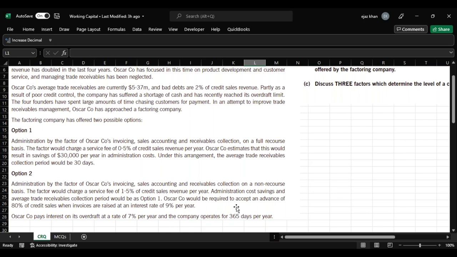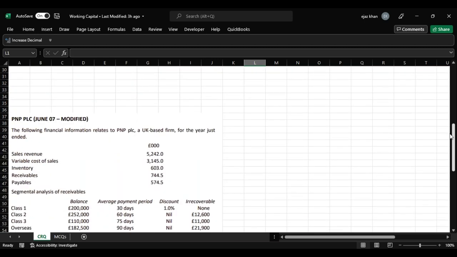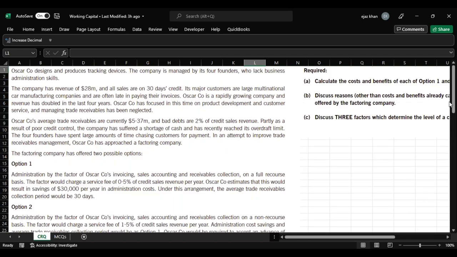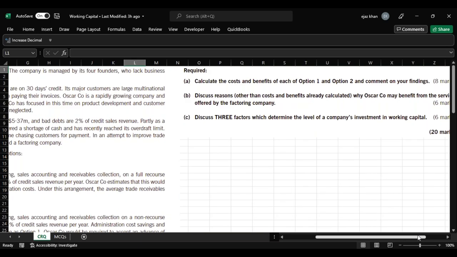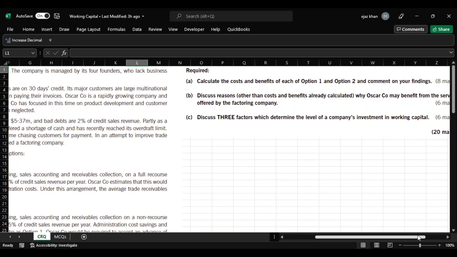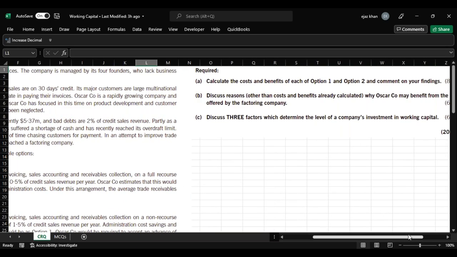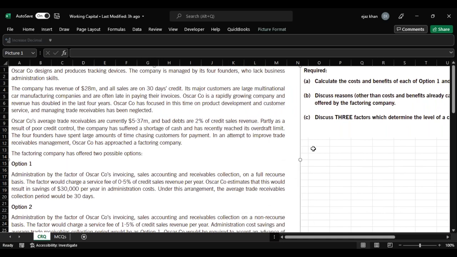Oscar company would be required to accept an advance of 80% of credit sales when invoices are raised at an interest rate of 9% per year. Oscar company pays interest on its overdraft at 7% per year and the company operates 365 days a year. Calculate the benefits and costs of each of the option one and two, and comment on your findings. Okay, so let's talk about option one first.